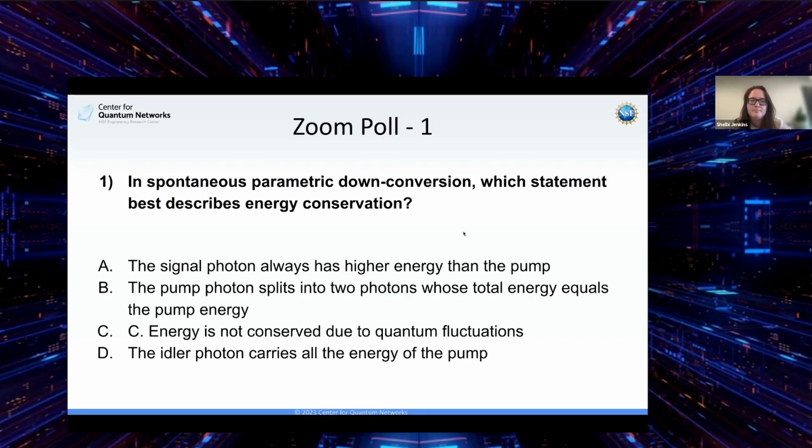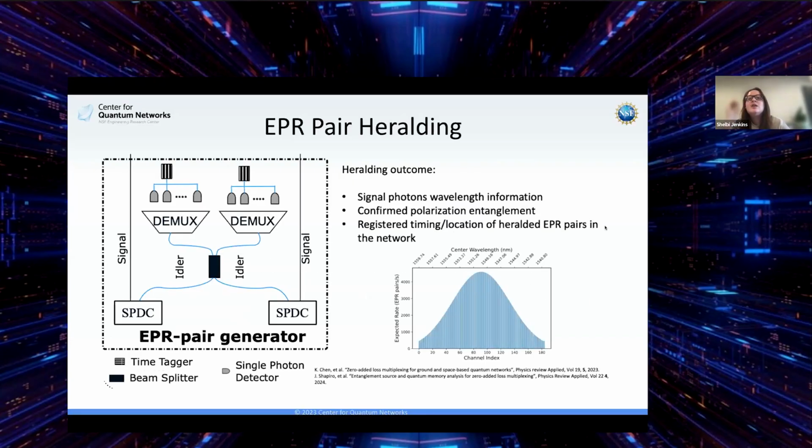Okay, so moving on to a bigger system in our quantum networks. When we talk about generating EPR pairs, another thing we want to do is herald our EPR pairs, which is essentially a method of confirming that the photon pairs in our network are entangled, and it gives us some level of information about them so that we can use and manipulate them in a useful way without destroying that entanglement.